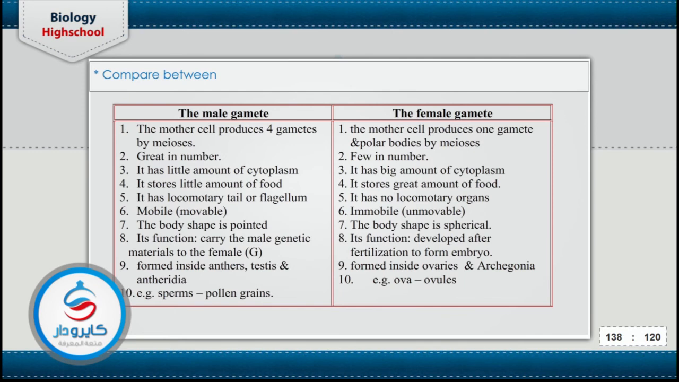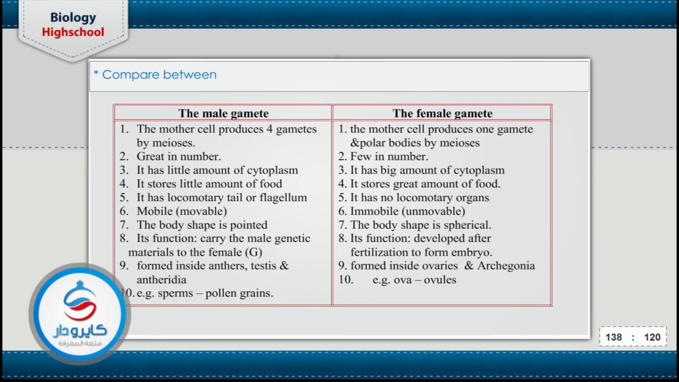جاميت، لكن الثانيه طبعا الفيميل ما ينفعش يبقى كده. علشان تعمل بنتريشن للفيميل جاميت لازم تبقى بوينتد، يعني ليها شكل مدبب كده علشان تقدر تعمل بنتريشن، لكن الثانيه بتبقى اوفال او سفيريكال. طبعا الفانكشن بتاع الميل جاميت دي كاري الميل جينيتيك ماتيريالز ان ذا نيوكليوس اوف ذا هيد اوف ذا sperm or the gamete to fuse the two with the nucleus of the female gamete. لكن الفانكشن بتاع الفيميل جاميت دي develop after the fertilization to form the embryo.